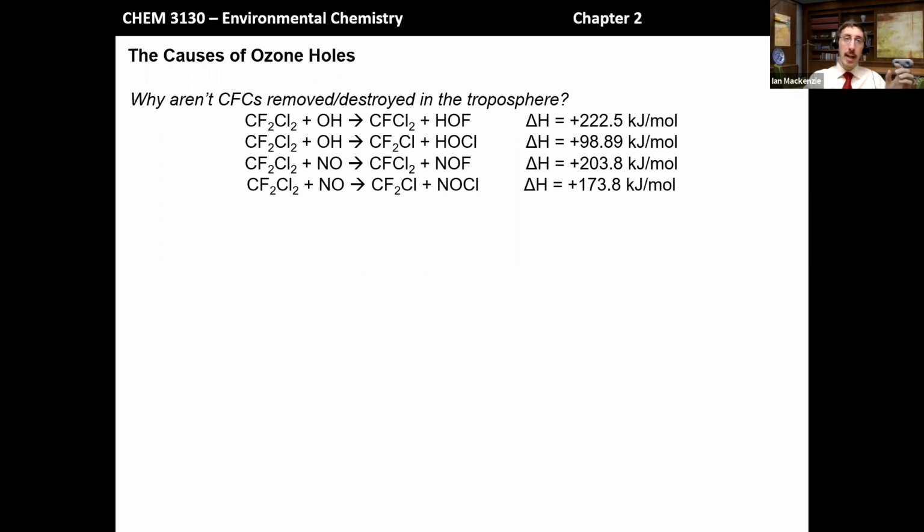Another way of looking at this same information here is to look at the bond strengths. So what I see on the reactant side is I'm looking at a carbon-fluorine bond or a carbon-chlorine bond. And then on the product side, I've made a new oxygen-fluorine or oxygen-chlorine or nitrogen-fluorine or nitrogen-chlorine bond. And if I simply compare some of those bond strengths, then the fact that these reactions do not work makes some sense put in this context.